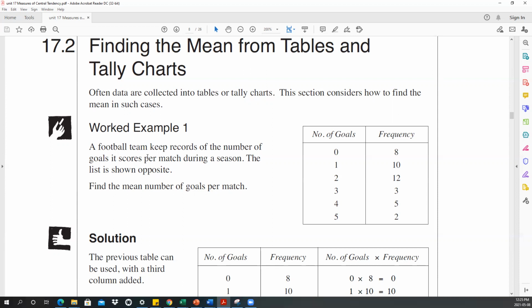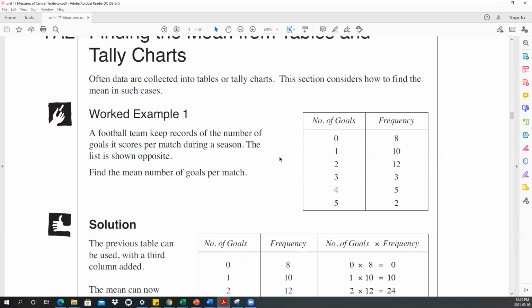A football team keeps records of the number of goals it scores per match during a season. The list is shown opposite over here. Find the mean number of goals per match. So you have number of goals coming down. They say 0 goals, 1 goal, 2 goals, 3. So they have it listed here.